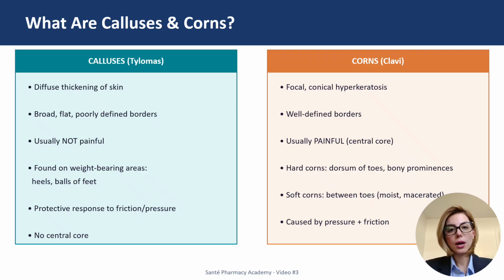A corn, or clavus, is different. It's a focused, cone-shaped thickening with a central core that points inward. That's what makes it painful. Hard corns form on bony prominences, especially the top of the toes. Soft corns form between the toes, where moisture keeps the skin macerated and white-looking. So the key distinguishing feature here is corns have a central translucent core, calluses don't.